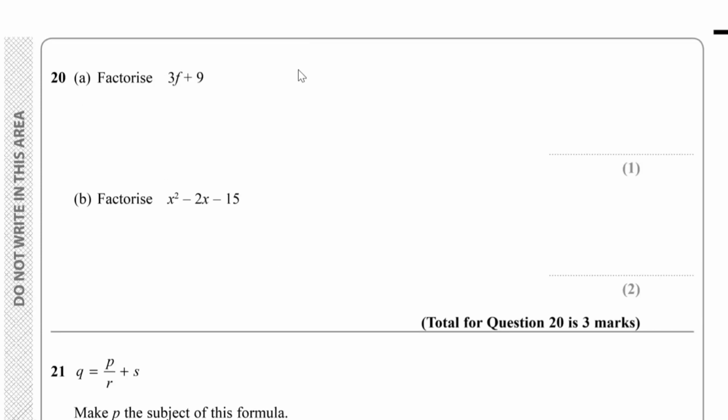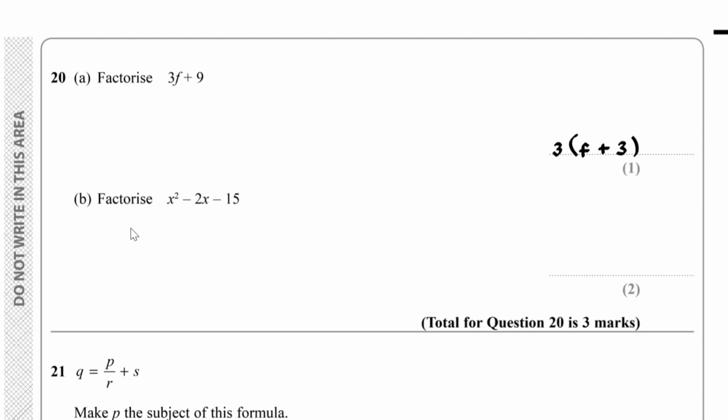Question number 20. We have to factorise for part A 3f plus 9. Well, the highest common factor of 3 and 9 is 3. So 3 is our highest common factor, and inside the bracket we would have f, because 3 times f is 3f, and then we add on 3, because 3 times 3 is 9.